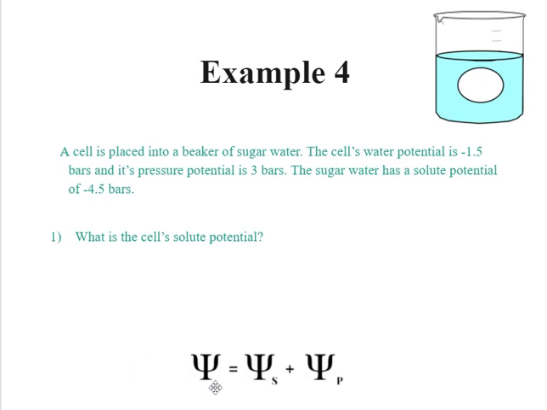Well, we're going to be using our equation down here. We know that the water potential is negative 1.5. We're solving for the solute. It told us that the pressure is 3. So we're going to subtract 3 from both sides, and that's going to give us negative 4.5 bars as the solute potential.